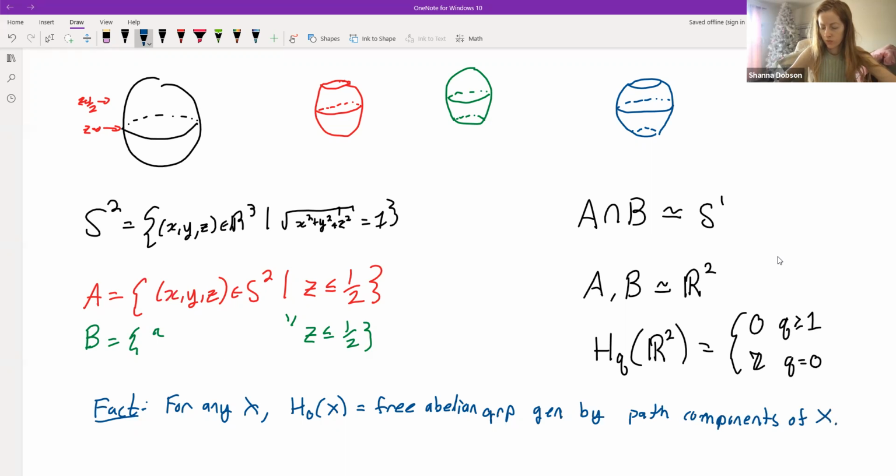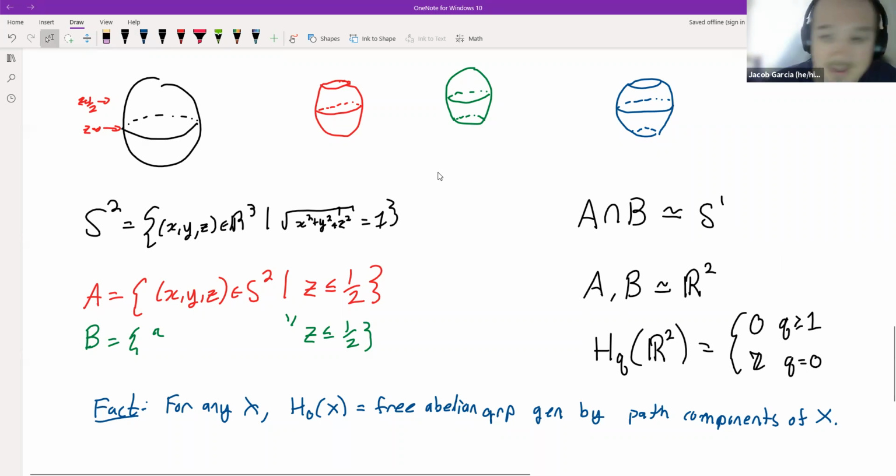Of X, right? So R2 has one path component, so its 0th homology is just the free abelian group with one generator, so it's Z. But if you have a space that has multiple path components, then its 0th homology will just be Z raised to the number of path components. So this is nice. We'll do this Mayer-Vietoris sequence, but we don't have to calculate the 0th homology. I know what the 0th homology for S2 is. It's going to be Z because it has one path component.